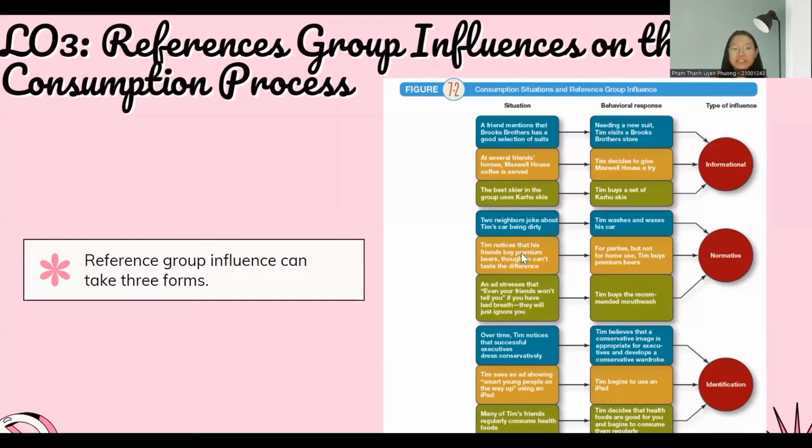So reference group influence can take 3 forms: informational, normative, and identification. Informational influence occurs when an individual uses the behaviors and opinions of reference group members as potentially useful bits of information. For example, members of a soccer club will ask each other what brand of shoes they should buy.